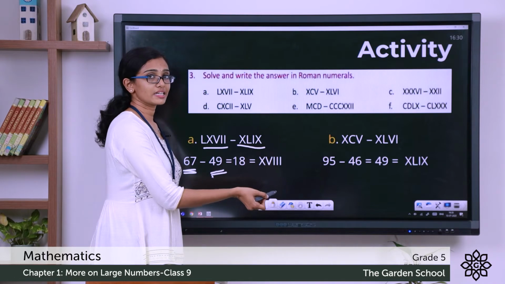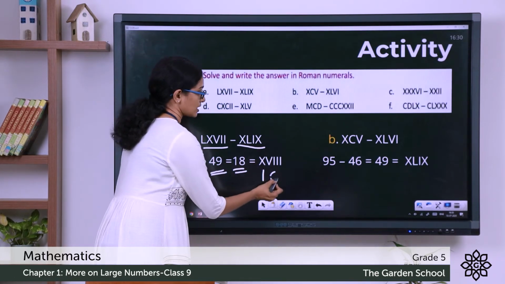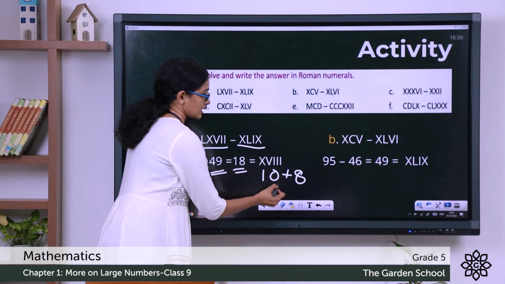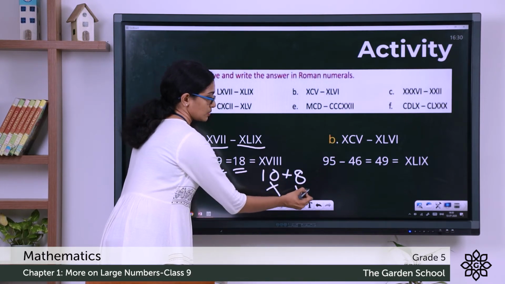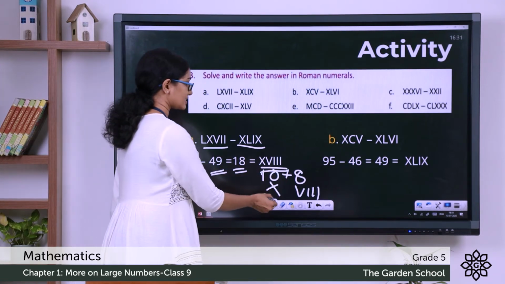How do we write 18 in Roman numerals? 18 is 10 plus 8. 10 is represented by X and 8 we can write like this. Hence the answer, this one. Now let's see the second one.